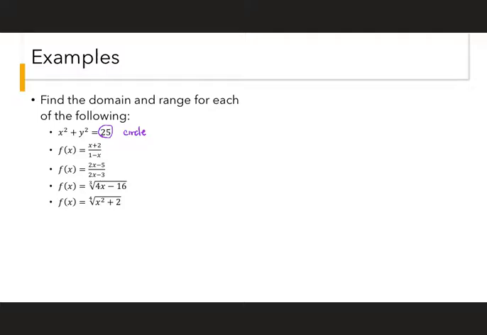So domain. Domain deals with the x values. So I can go everywhere except positive 3/2. So negative infinity to 3/2, 3/2 to infinity. For the range, I can go anywhere except positive 1. So I'm going to go negative infinity to positive 1, and then positive 1 to infinity. Okay. Anywhere except those numbers.